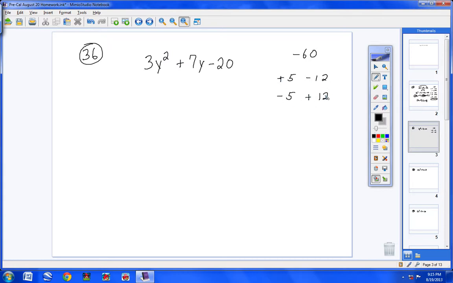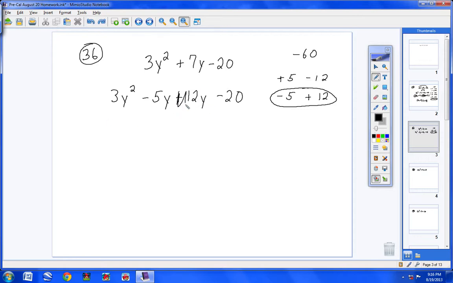Now, one of these does add up to positive 7, and it's this group right here. So what I do next is, if you'll remember your notes from today, I rewrite this middle term, this 7y, as negative 5y, positive 12y, okay? And then bring down your negative 20. So what you did is you rewrote your middle term by using two different terms, okay? Now, we go ahead and factor by grouping.